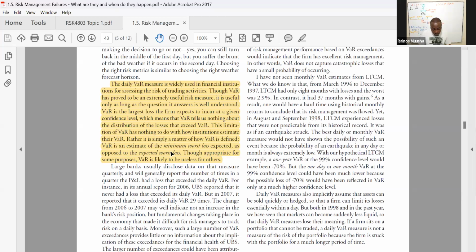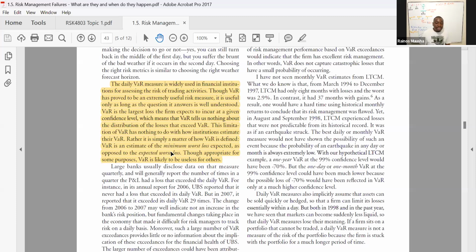So let's say, though appropriate for some purposes, value at risk is likely to be useless for others. So it's not always the case that you're going to find the value at risk appropriate. And going back to the case study of LTCM as well, they were saying that when they did the calculation of the value at risk, the expected worst loss is so much, which means that they were anticipating that the worst case scenario, the value that we're expecting to lose over a given period of time, is so much.